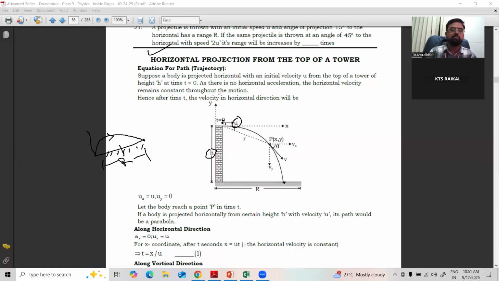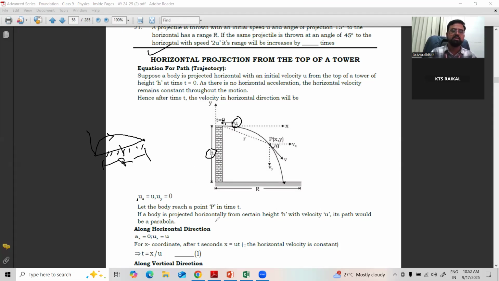Suppose a body is projected horizontally with an initial velocity of u from the top of a tower of height h, at t equal to 0, some initial time. As there is no horizontal acceleration, the horizontal velocity remains constant throughout the motion. See, coming down like this. The velocity is resolved into components, vertical and horizontal. Hence, after time t, the horizontal velocity will be ux equal to u, and uy equal to 0. There is no vertical velocity initially; only horizontal velocity is there.